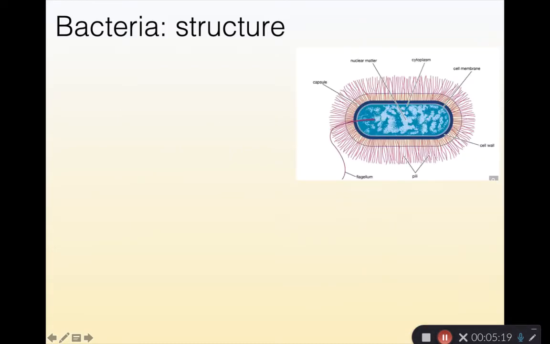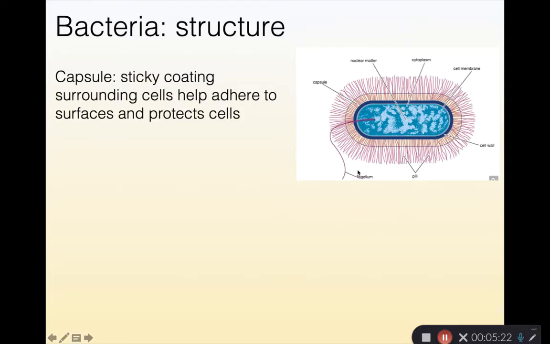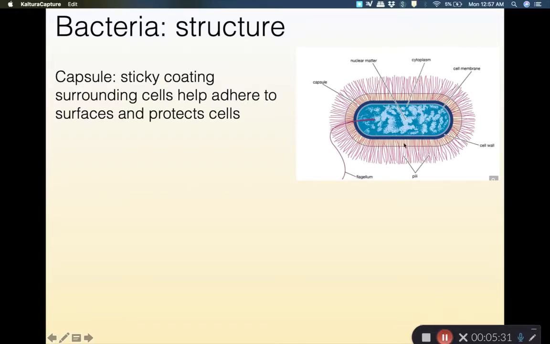Continuing on with bacterial structure, one of the things that is unique is the capsule. This is a sticky coating that surrounds the cells and helps protect them. Ultimately, this capsule is one of the things that really helps bacteria to survive in such varied environments.